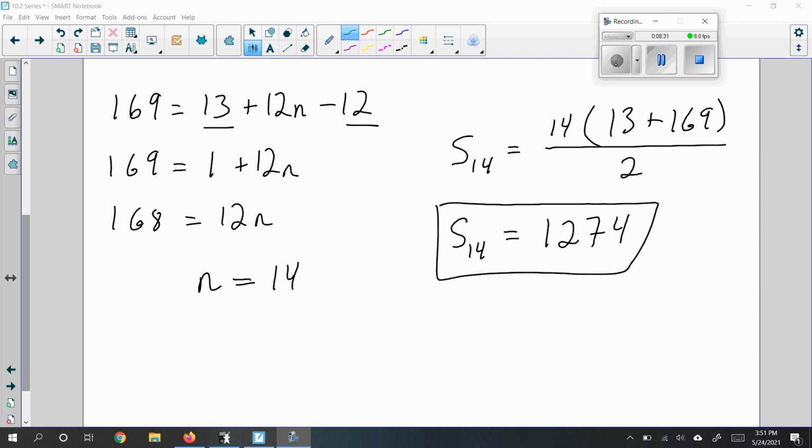So that's a brief introduction to arithmetic series. Next, we'll talk about geometric series.